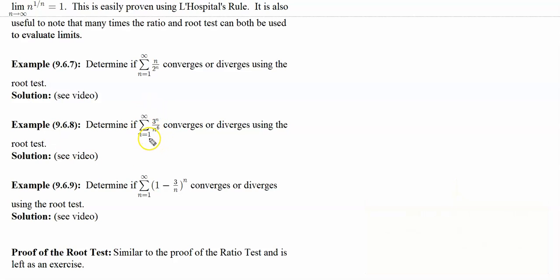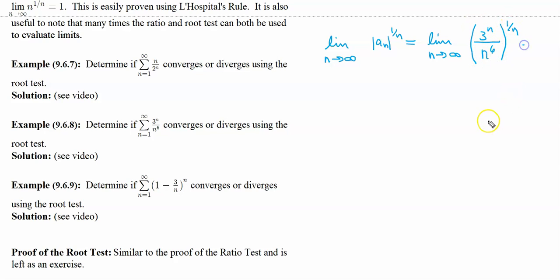So in this example, we want to determine if the sum from 1 to infinity of 3 to the nth power divided by n to the 6th power converges or diverges using the root test. So once again, we want to consider the limit, and in this case, that's going to be the nth root of the absolute value of a_n, and we can simplify this using rules of exponents.